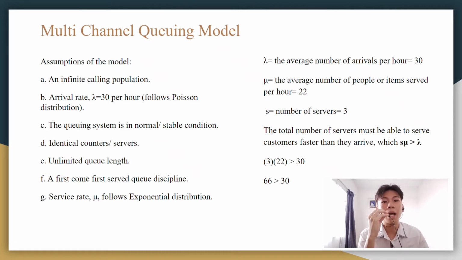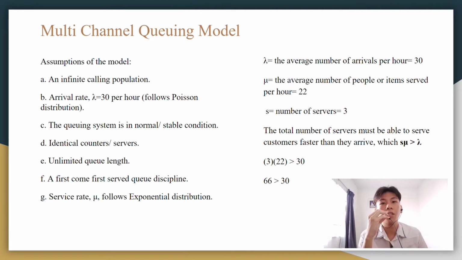We assume our lambda, the average number of customers arriving at McDonald's per hour, is 30, and our mu is equal to 22, which is the average number of customers served per hour at the counters. As the slide showed before, in this project we are only going to analyze the first phase of our queuing model, which is the self-order kiosk in McDonald's. Therefore, the number of servers is equal to 3.